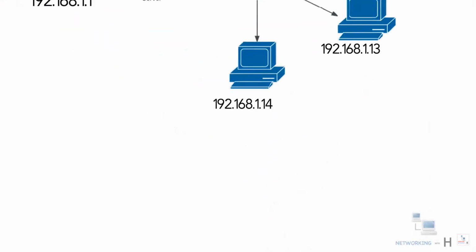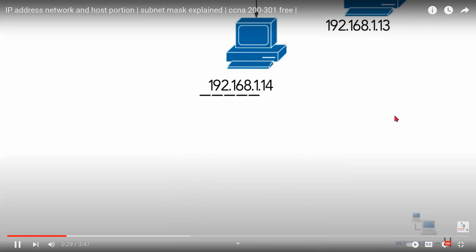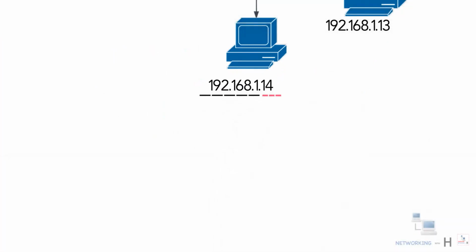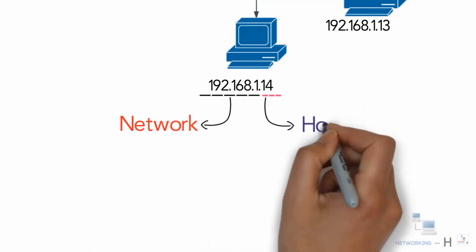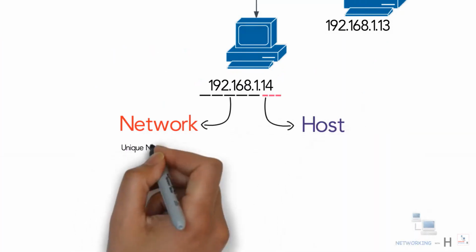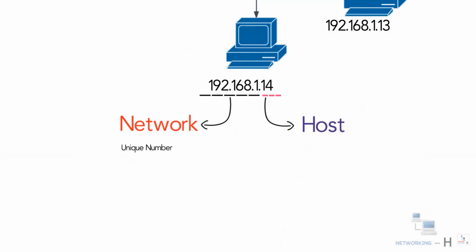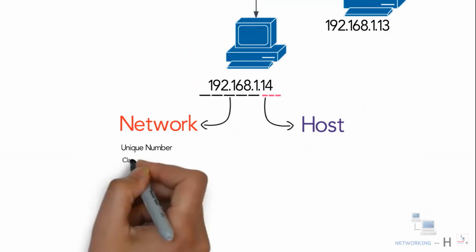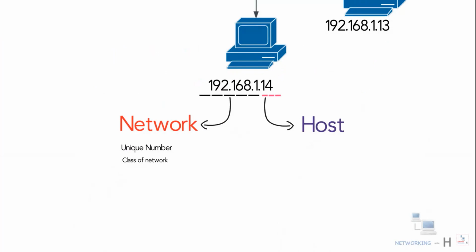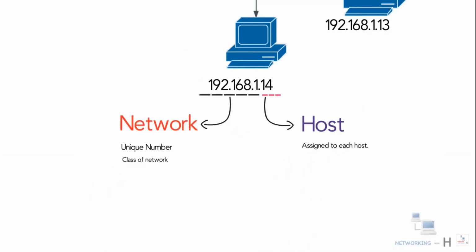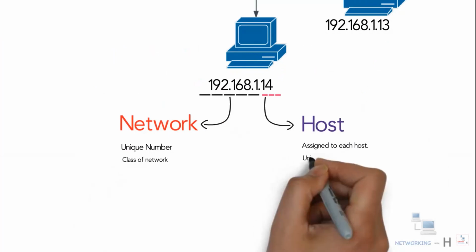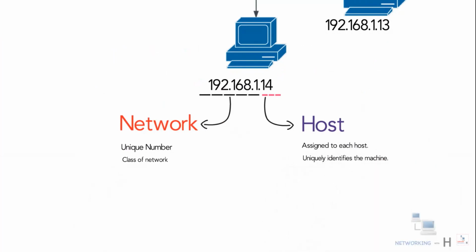The bytes of IP addresses are further classified into two parts: the network part and the host part. The network part specifies the unique number assigned to your network. It also identifies the class of the network assigned. Host part is the part of the IP address that you assign to each host. It uniquely identifies this machine on your network.